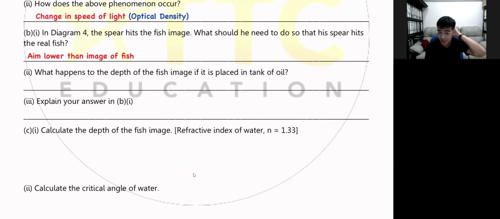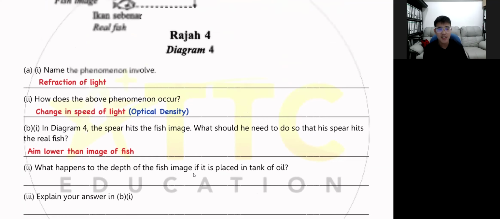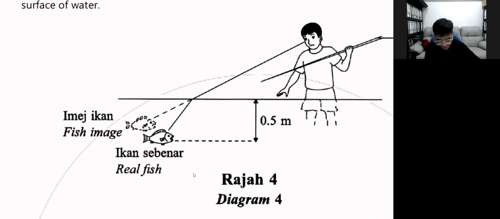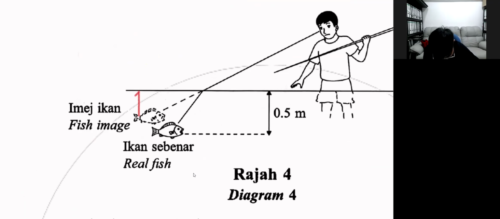Then B2. The question asked, what happens to the depth of the fish image if it is placed in a tank of oil? So if you change the water into oil, now the fish is in the oil. What will happen to the depth of the image? The depth of the image means this one over here. You can actually use a formula to find the answer. You don't need to do any calculations, but using the formula can help you find the answer.